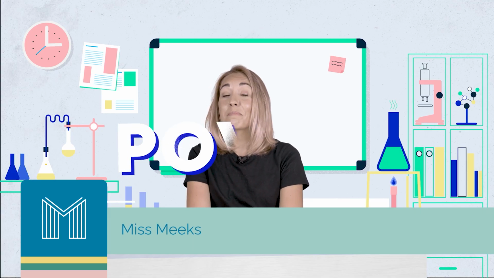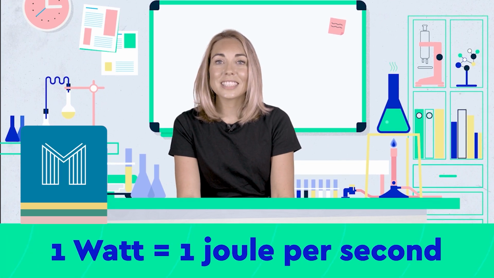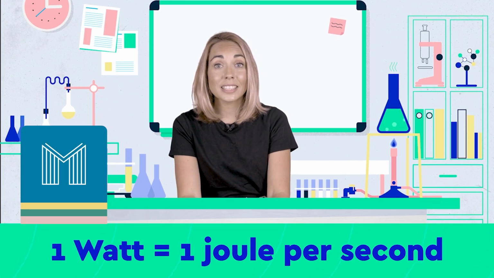Looking at power and efficiency. Power is the rate at which work is done or energy is transferred. It's measured in watts, or W. 1 watt is the same as 1 joule per second and can be calculated using two formulas.